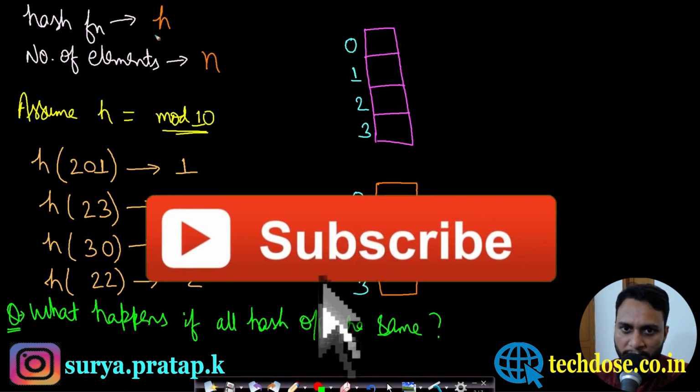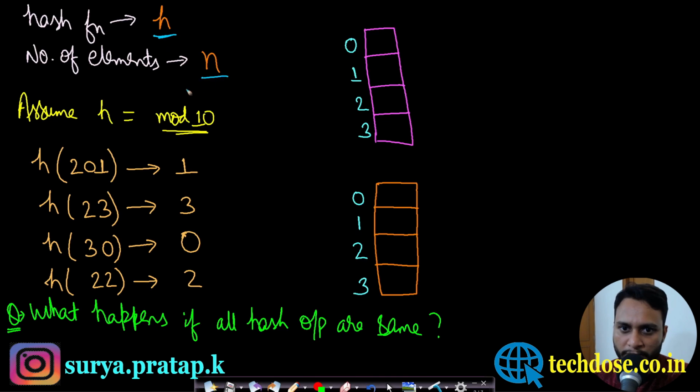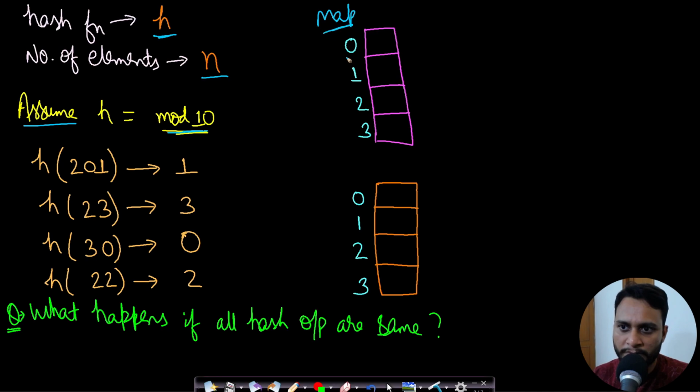Let us assume that our hash function is h and we have n number of elements. We will assume that our hash function is a simple hash function which is only mod 10. Now if we take a map which is of size 4 indexed from 0 to 3, these are all keys. Then let's take some elements and we will try to put them in the map.